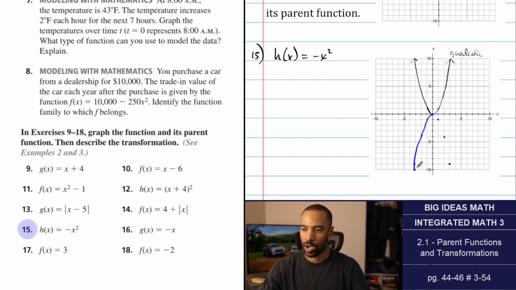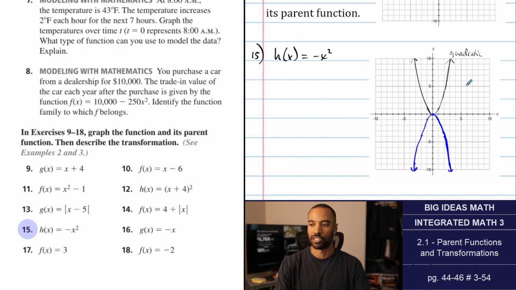So again, this was an example problem. I don't really know how to say it differently. Go ahead and find that example. It was like example 2 or example 3. Go ahead and find that example and you'll see it there.